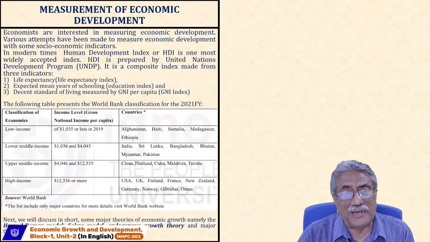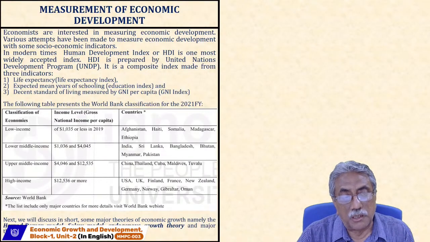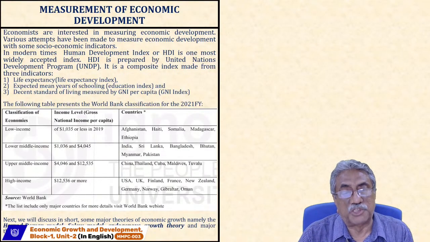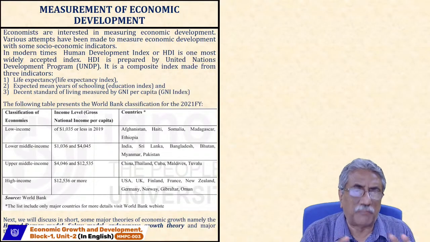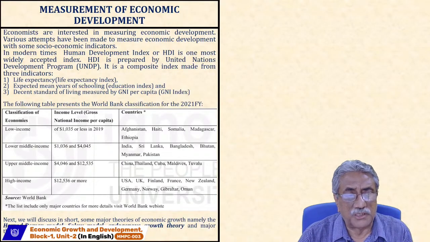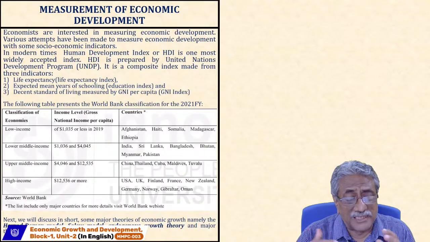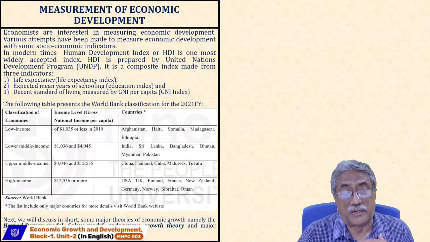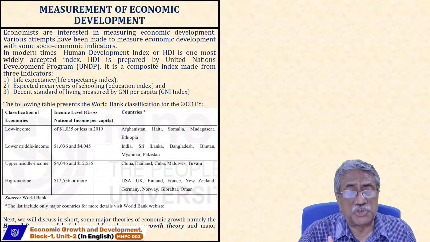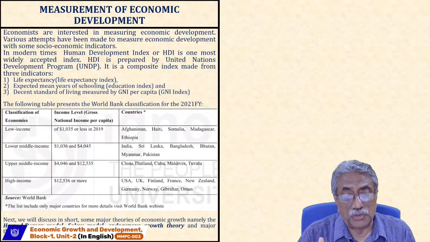And then comes the next batch, which are upper middle income, in which China, Thailand, Cuba, Maldives, all these countries come in. There are many other countries. We have selected a few countries. They are middle income. But there is a middle income trap. It's very difficult to move from middle income to high income. High income is $12,536 or more.